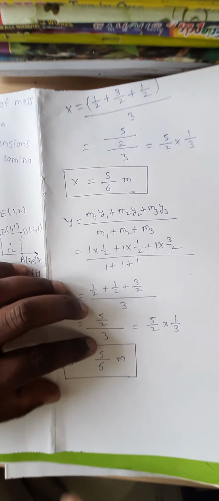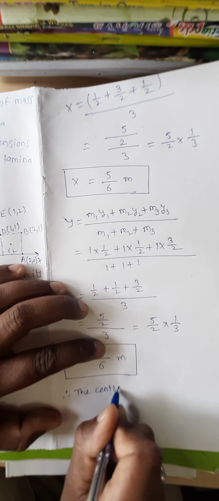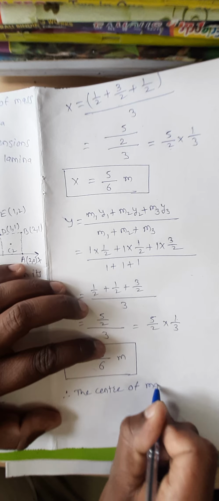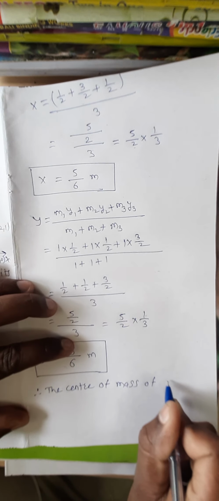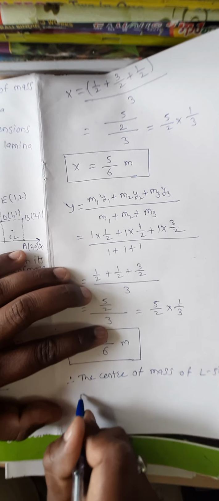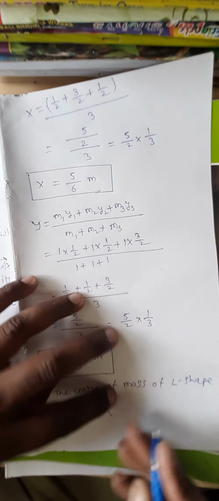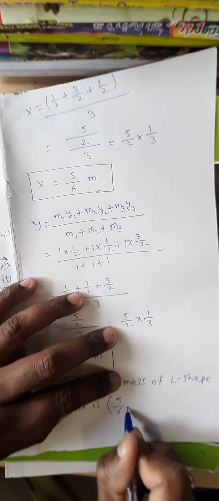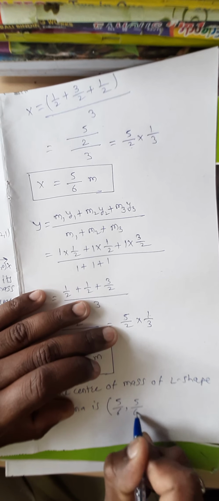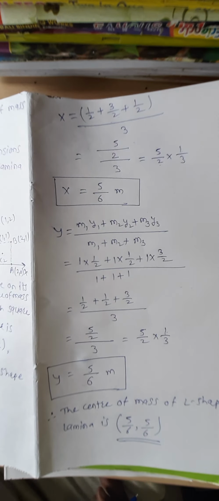Therefore the center of mass of the L-shaped lamina has x coordinate 5/6 and y coordinate also 5/6. This is the center of mass of the L-shaped lamina.